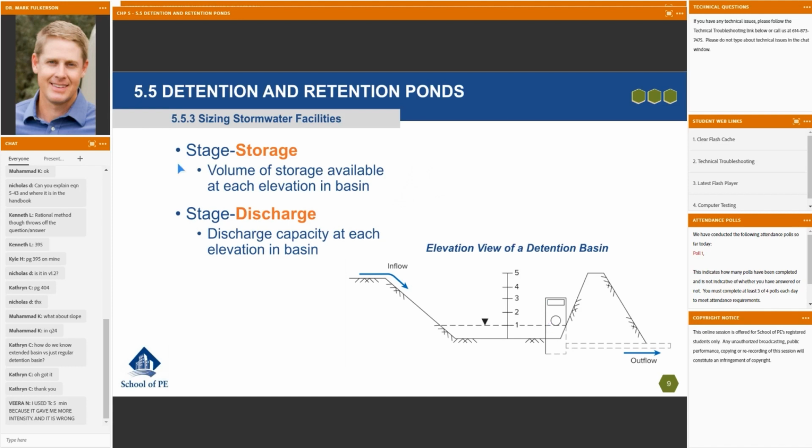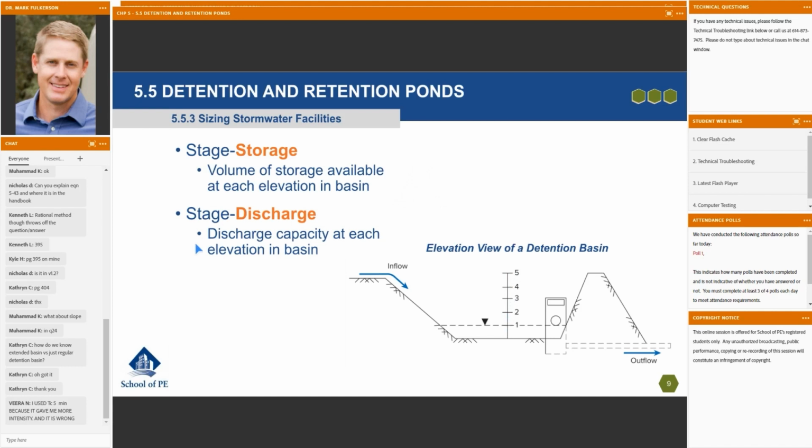Let's talk about these relationships here on the left. Stage storage. This is basically a relationship between, okay, if the water is a foot deep, it's going to have a certain volume, right? So the stage is 1 foot. There's a volume that goes with that we could calculate for how big our pond is. If the water rises to 2 feet in the pond, it's going to be a greater volume. It's going to store more water. So the stage storage relationship, we could write a table or create a curve that shows as the stage increases, how does the volume in our pond increase? We could calculate that if we knew some information about the size of the pond.